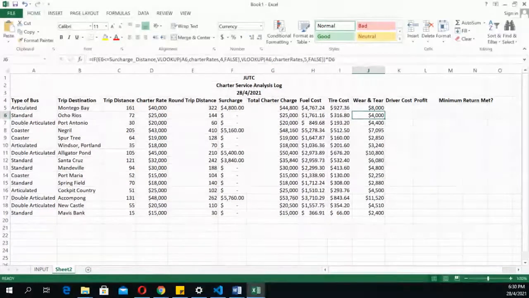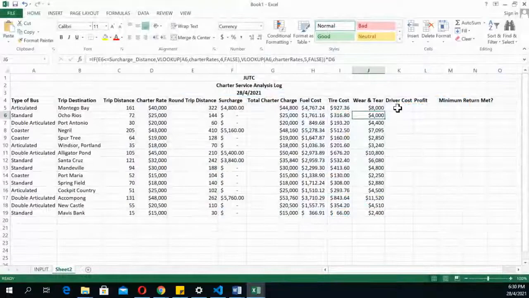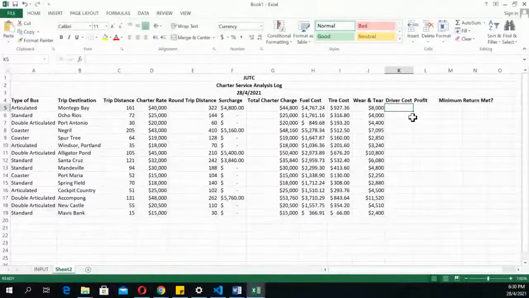How do they work out the driver cost? What percentage of what? They say it's a percentage of the total charter or the charter. Which one of them? Come on, guys, quickly. Somebody tell me the driver cost. It's in the case, this has nothing to do with Excel. So the driver cost is what? What did you say?